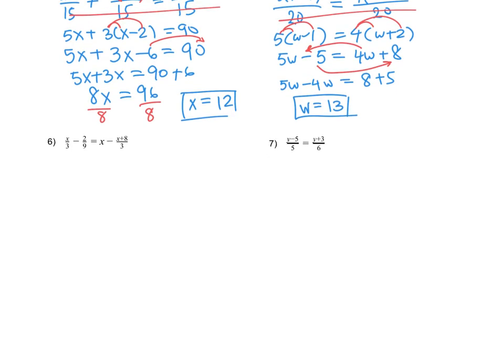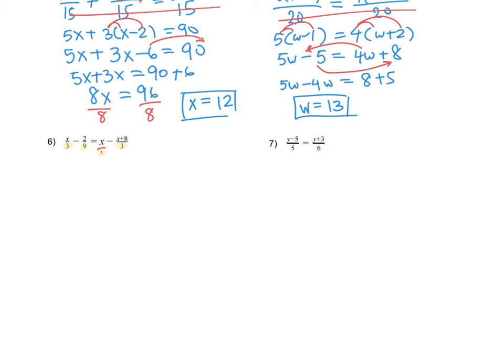So for number 6, we have 3 fractions and then 1 single term. I'm going to put it over 1 so I don't do something silly. And now I'm going to look at all of my denominators. I have 3, 9, 3, and the 1. Now, technically, if I were going to do a multiplication shortcut, I wouldn't multiply the 3 2 times because that's just going to make my number unnecessarily larger.